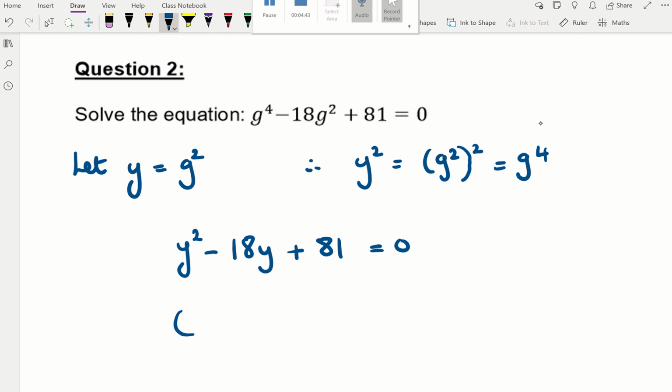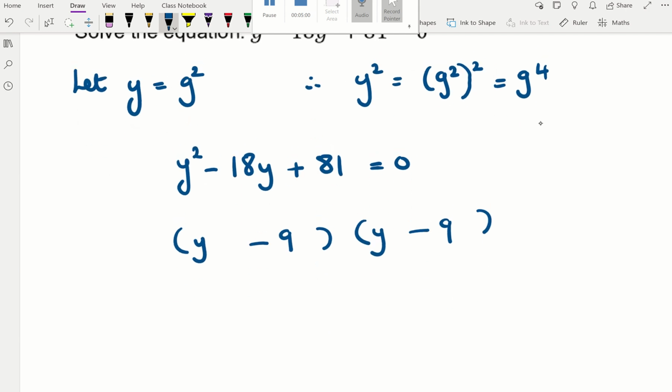Well, the factors of 81 that subtract to make 18 are minus 9 and minus 9. Negative 9 times negative 9 makes 81. Negative 9 plus negative 9 makes negative 18. So I now have y equals 9 for both. I don't need to write it twice. You may want to write it in the middle. So y equals a positive 9. But that's not the end.